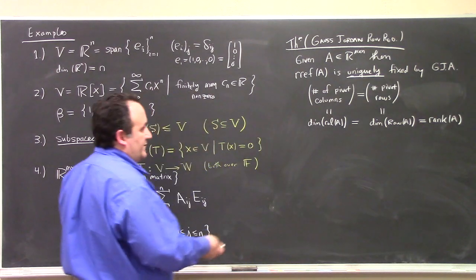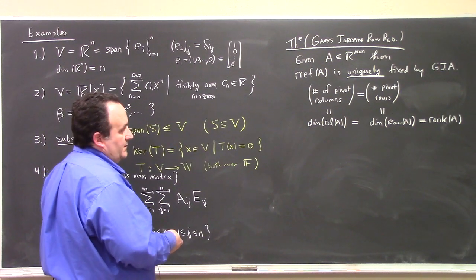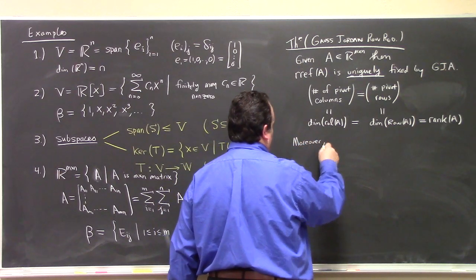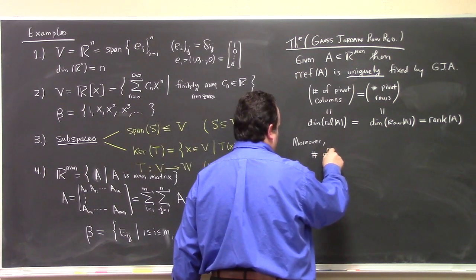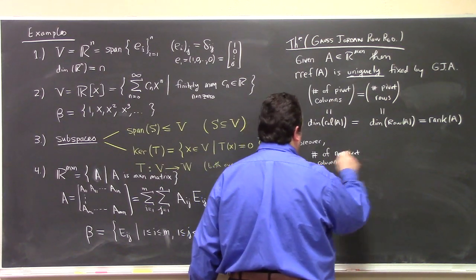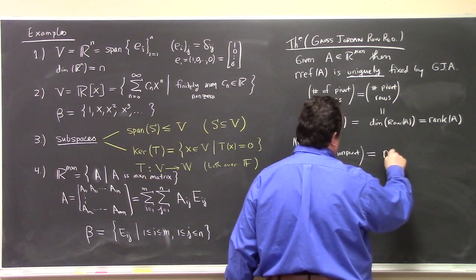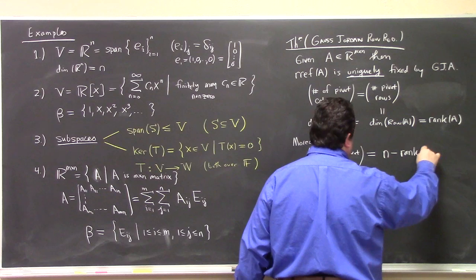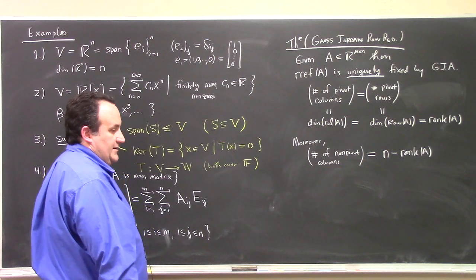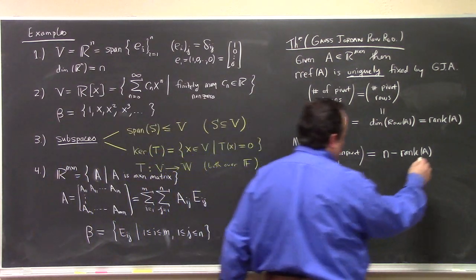But this is the theorem. The number of pivot columns is equal to the number of pivot rows, right? Moreover, the number of non-pivot columns, right, is equal to the total number of columns, which is n, right, minus the rank. N is what again? The total number of... This is an m by n matrix, so it's got n columns. Yeah. So the number of non-pivot columns is equal to n minus the rank of A, but it's also equal to what's called the nullity of A.